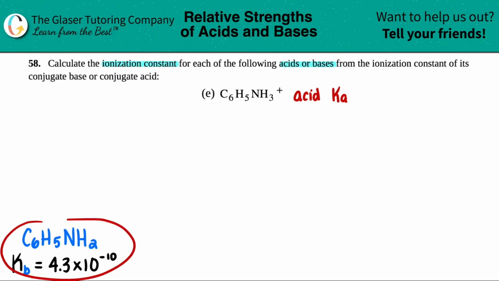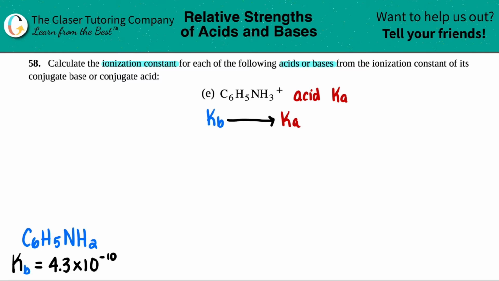Now in the back of the textbook, I did find the conjugate base. A conjugate base, remember, is one hydrogen less. So here there were 3 hydrogens. Now they're down to 2, but everything else should remain the same. So that Kb value for the base is 4.3 times 10 to the negative 10th. So in essence, we're just going from a Kb value to a Ka.